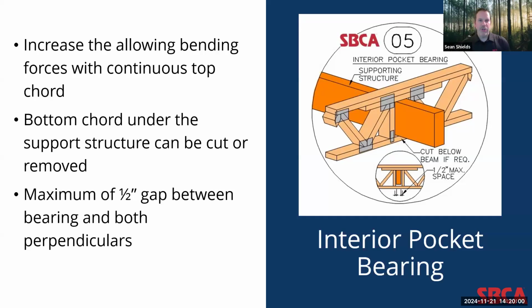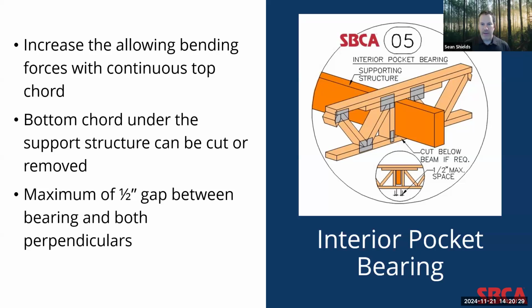Here's detail number 5, which shows an interior pocket bearing. Now, sometimes the truss designer may need or want to increase the allowable bending forces at the support structure. And so they will design a continuous truss with an interior pocket bearing location. So again, this differs a little bit from the previous in that instead of having two separate top chord bearing trusses, you have a continuous top chord bearing truss here.